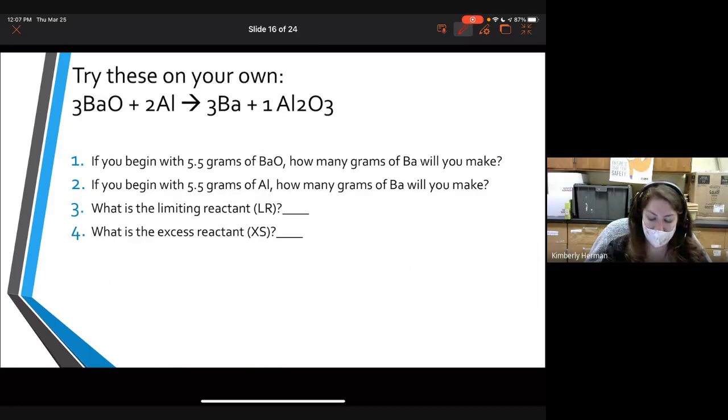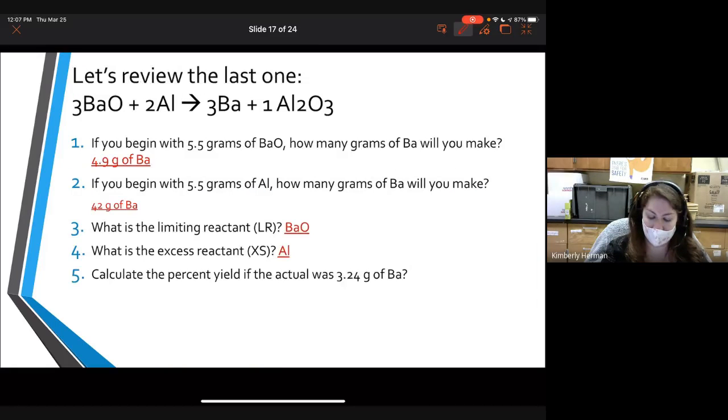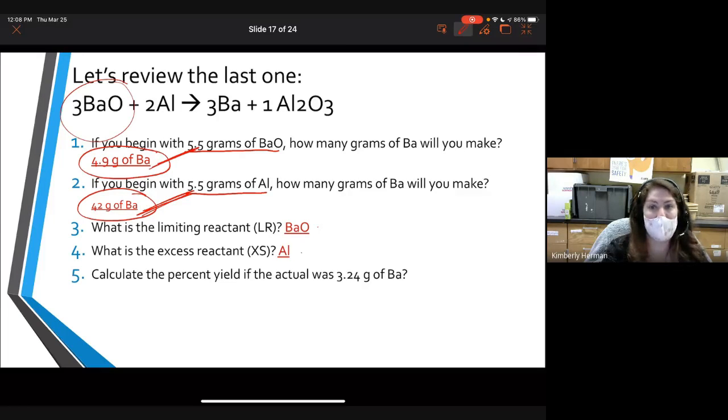So now we have our second reactant and our second theoretical, so we can determine what's limiting and excess. So notice for these ones, we're going to see that if we begin with 5.5 grams of BaO, we made 4.9, and then if we had 5.5 grams of Al, we had 42 grams of Ba. So that was our last one. So what is the limiting reactant? Well, we'll see it's the one that made the lower product, which was 4.9. Our limiting would be BaO, which was our first reactant, and then the excess had the higher number, so we would say our excess was aluminum.